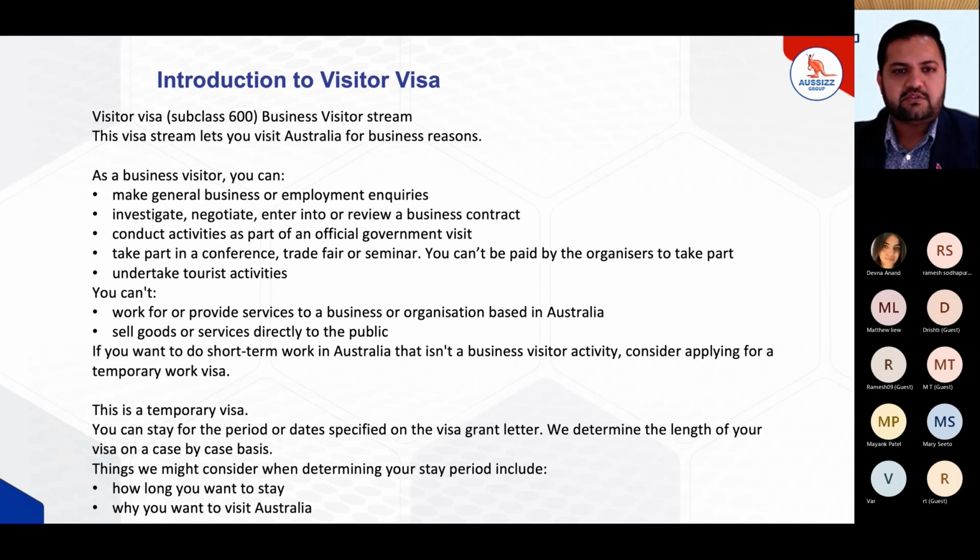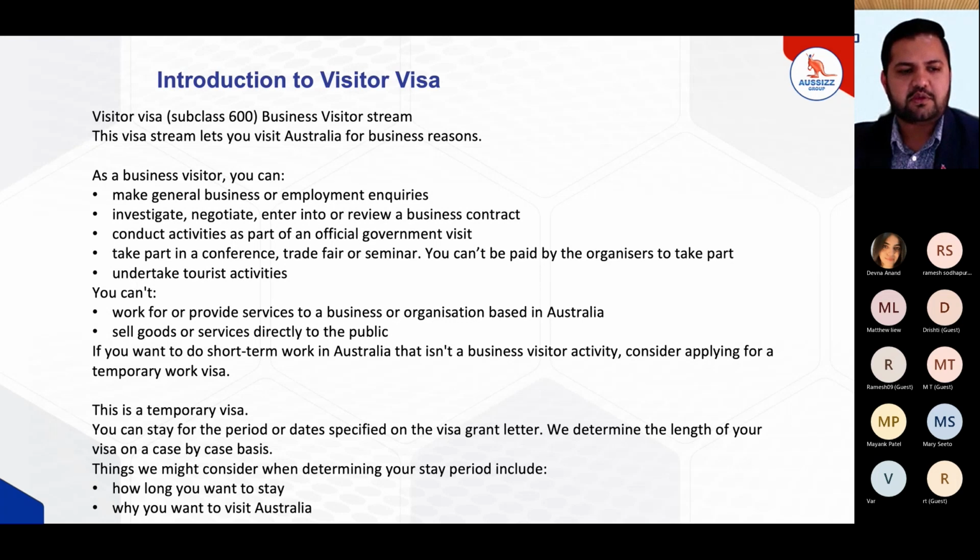Another important stream is the business visitor stream. This stream applies to people who are coming to the country to do general inquiries. So let's say you work overseas, or you're based overseas permanently, and you want to come to Australia to do a business meeting or a small tour, employment inquiries or investigation into a different business contract, or meet government officials or take part in any trade or conference, which you cannot apply for any other visa for, then you would fall under this category. You obviously can't work legally in Australia.